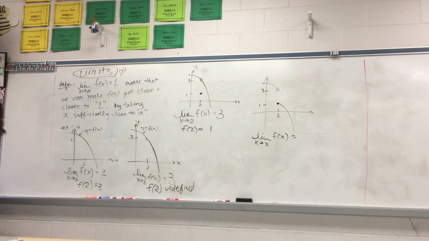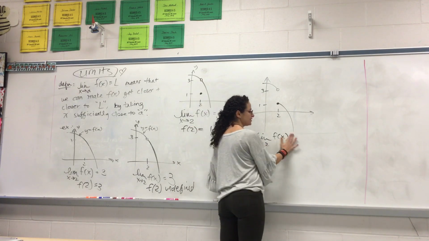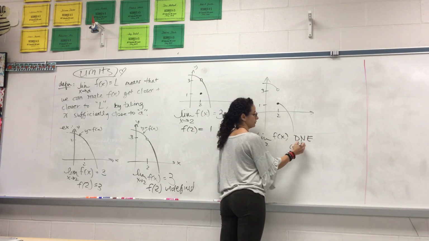Where do you go? 3. Monica, where do you go? 3. Okay, Monica says 3. Harsh, where do you go? 1. 1? Who's right? They're both right. They're both wrong. Or one of them's right, but who? Do we like that feeling in math? No, we don't do that. So on this, we say, that's a bad map. Limit as x approaches 2, that's not going to exist. We can either write DNE or undefined.